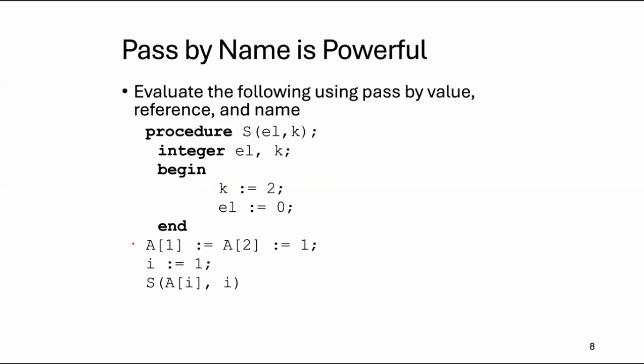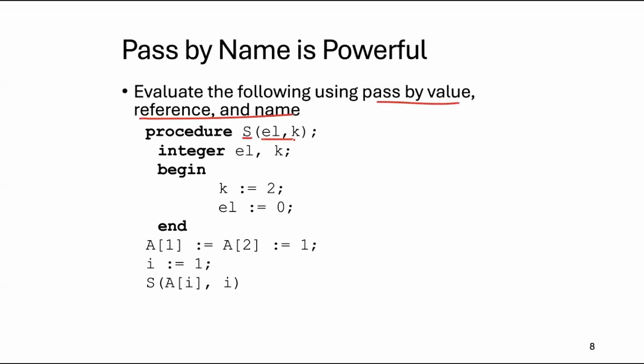Now, pass by name is actually very powerful. Let's say we want to evaluate the following procedure by using pass by value, pass by reference, and pass by name. So the same procedure, but we're going to apply pass by value, pass by reference, and pass by name. This procedure is basically a procedure S.